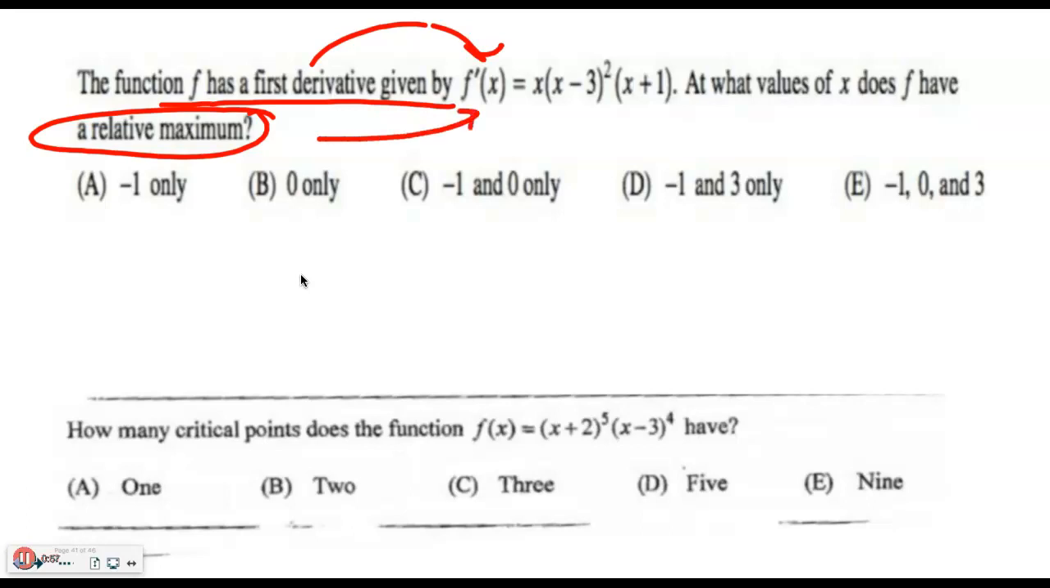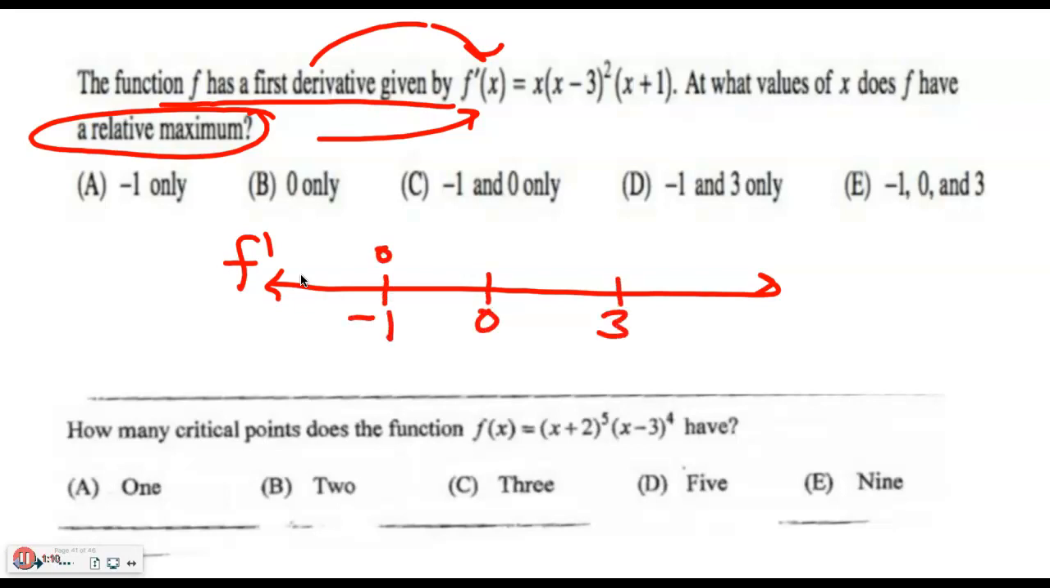And relative extrema deal with the first derivative. So we're going to make a sign line for our first derivative. It has three critical values. What are they, Tristan? 0, 3, and -1. Yep, so 0, 3, and -1 are places where the derivative equals 0. It exists everywhere. It's not breaking any legalities here.